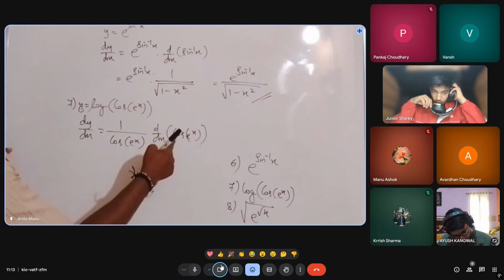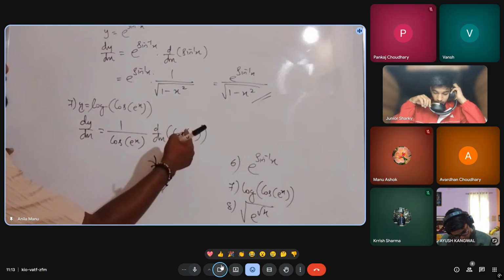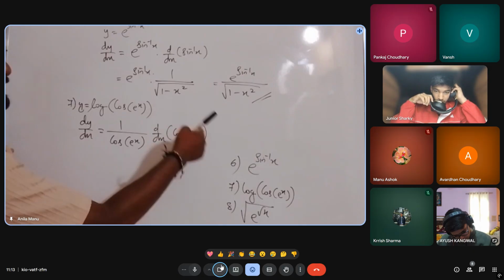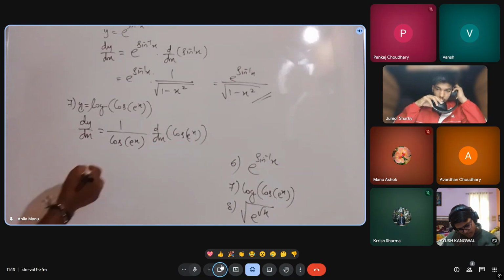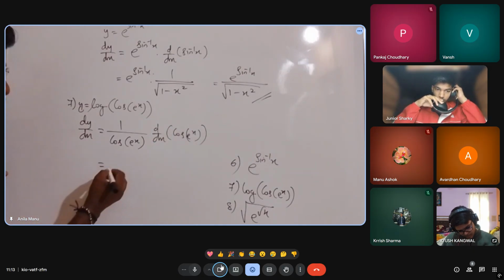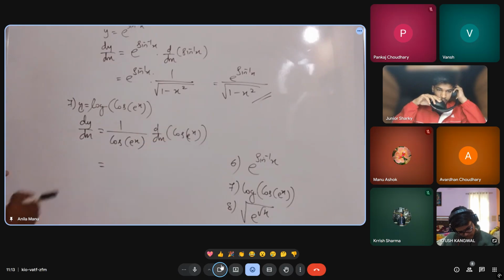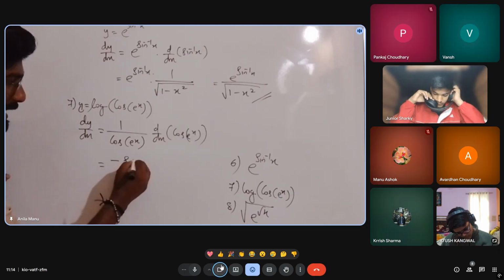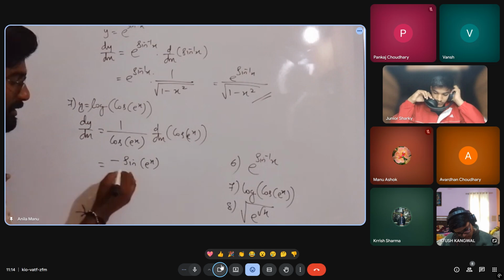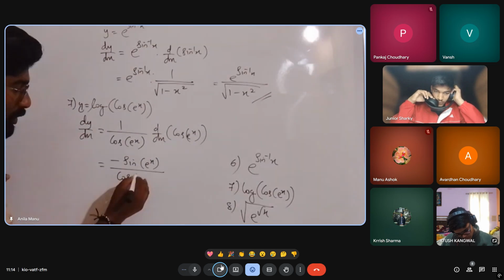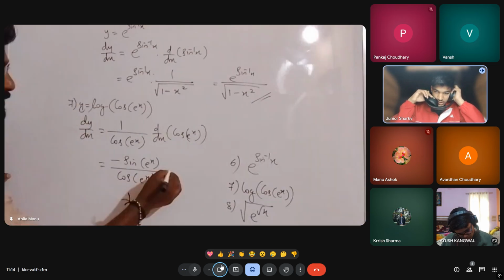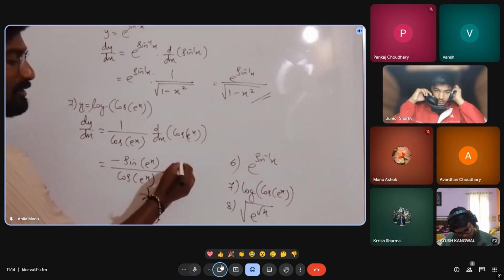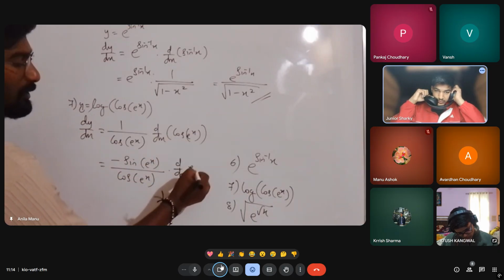D by dx of cos e raised to x. After cos, you just write it in a bracket, because that is the angle of cos, right? That would be better. So the derivative of cos x is minus sin x, right? So minus sin e raised to x by cos e raised to x, into what is left over? The derivative of e raised to x, e raised to x.